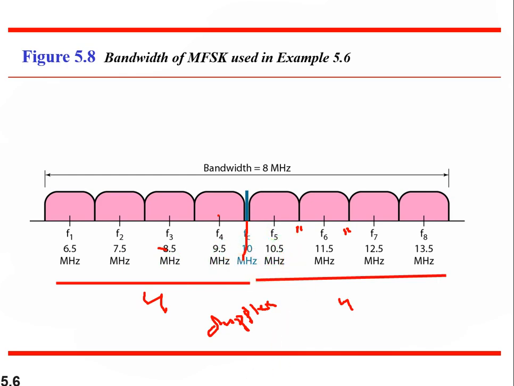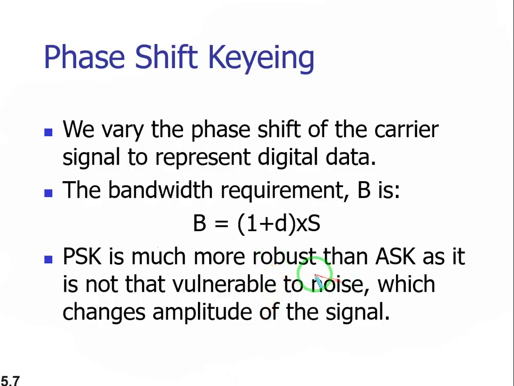Okay, so now coming to phase shift keying, we vary the phase of the carrier signal to represent digital data. The bandwidth required B will be (1 plus d) multiplied by S. PSK is much more robust than ASK, as it is not that vulnerable to noise, which changes the amplitude of the signal. So this is a bit more robust than ASK.